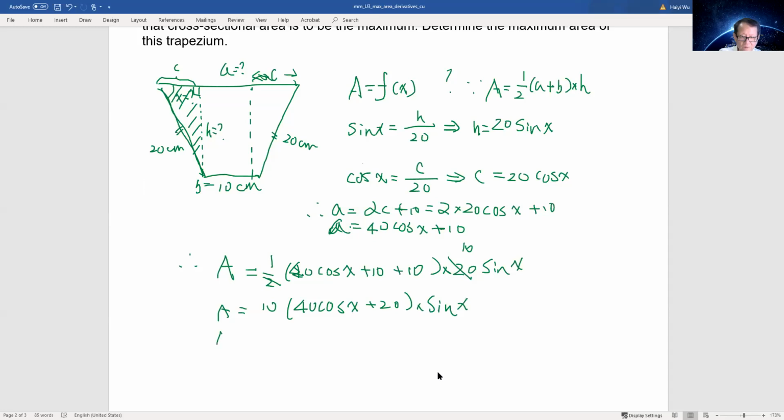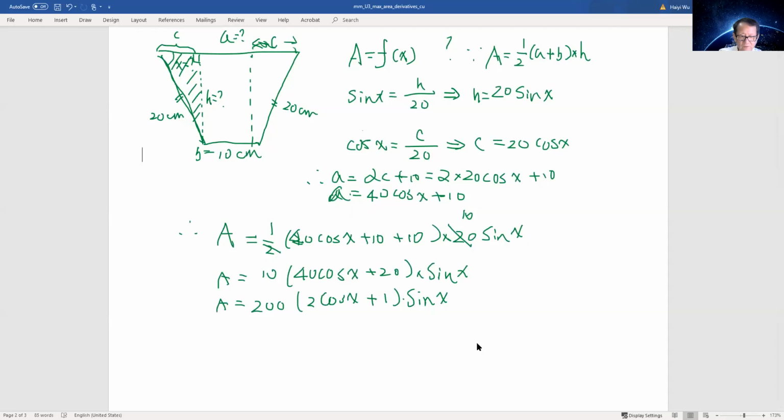Let's move the common factor out. It will be 200 times (2 cos x plus 1) times sine x. You can see my function is a lot simpler than before. Now we have a formula between x and A, but we need to achieve the maximum area. How do we achieve the maximum area? We need to differentiate the function.